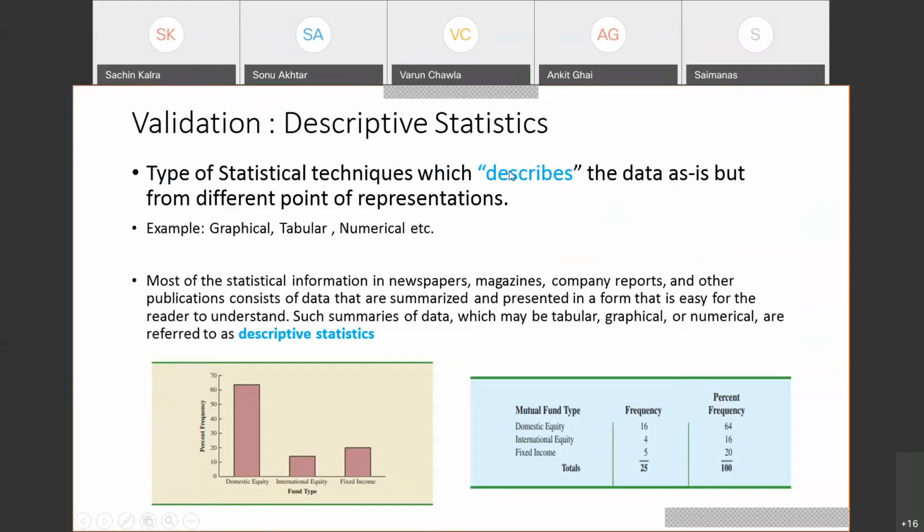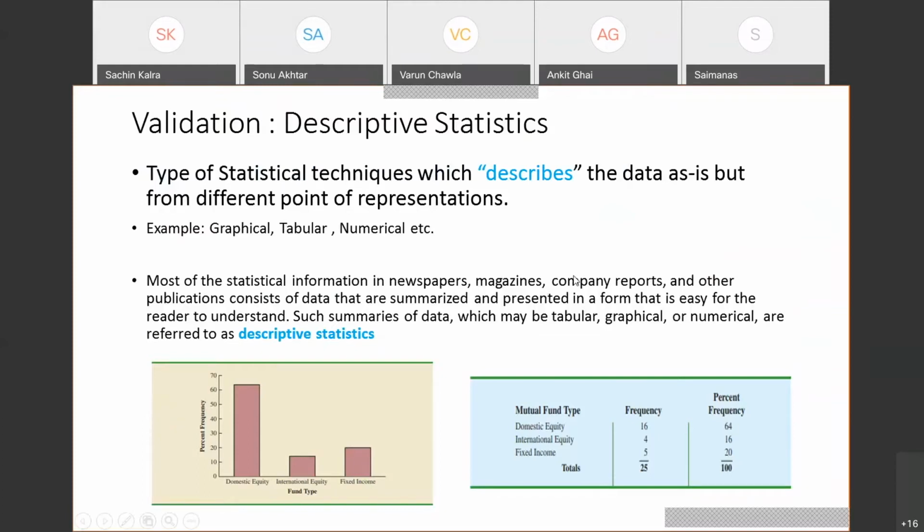Most of the statistical information in newspapers, magazines, company reports, and other publications, where we have visuals like these and some tables like these, is descriptive statistics, where data are summarized and presented in a form that is easy for the reader to understand. Simply, descriptive is very simple. It's data in another form. Such summaries of data, which may be tabular, graphical, or numerical, are referred to as descriptive statistics.